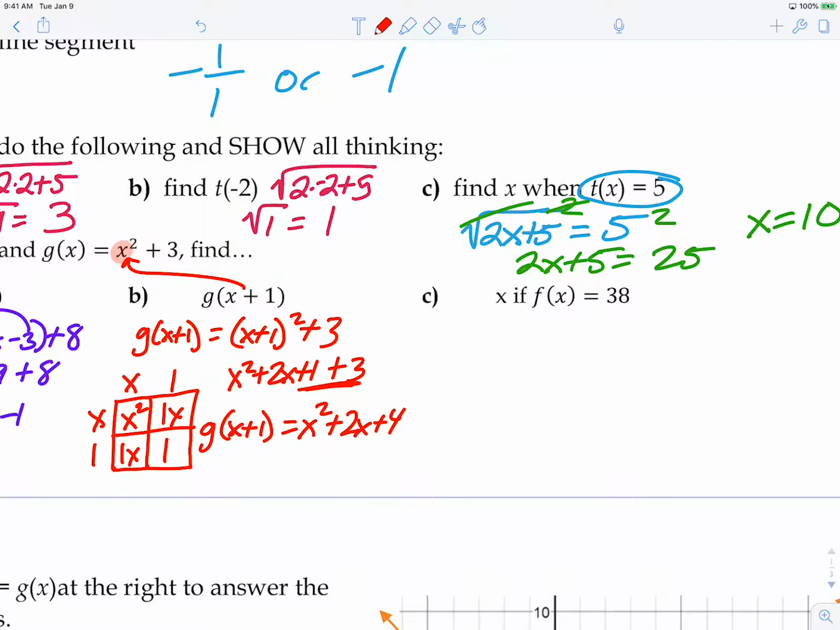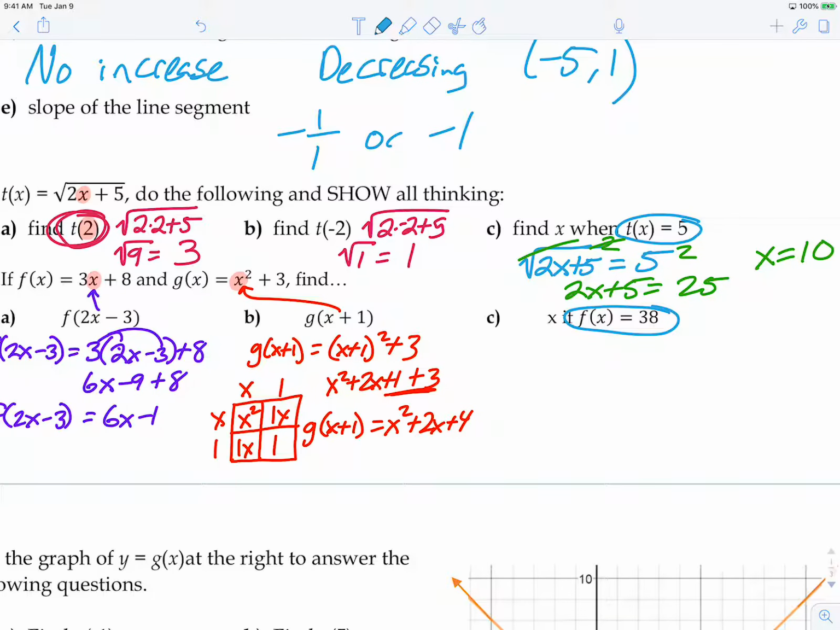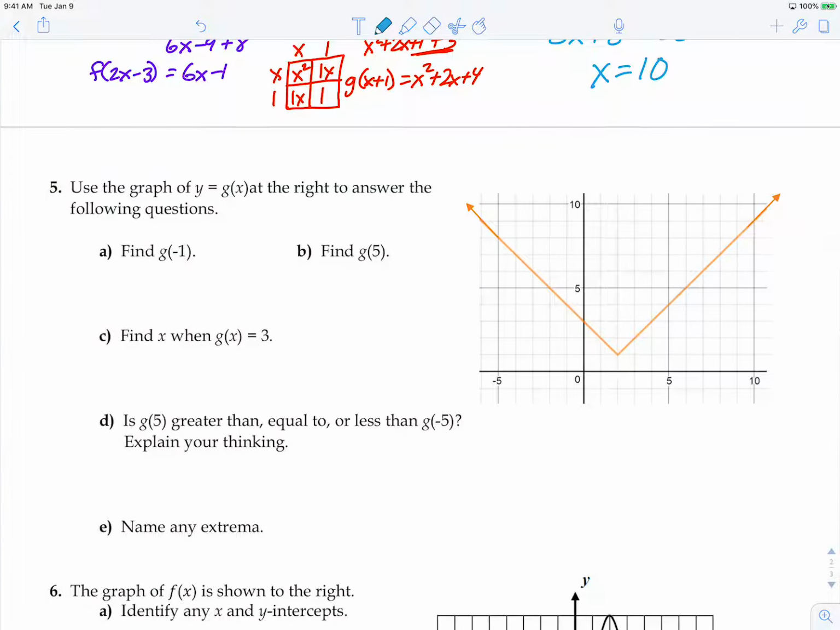And lastly, again, this is giving you an answer. I plugged in x, whatever it happens to be, and I got an answer of 38. So I use my equation, 3x plus 8, and I somehow got a 38. And if you solve that, x equals 10. I didn't mean for two of those answers to be x equals 10, but they just happened to be.